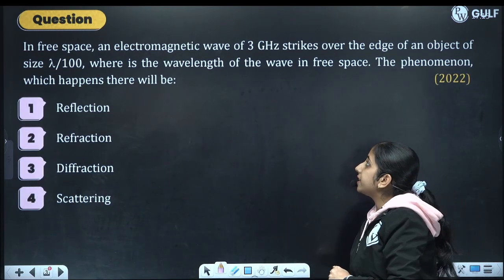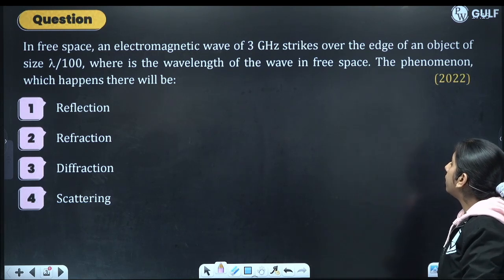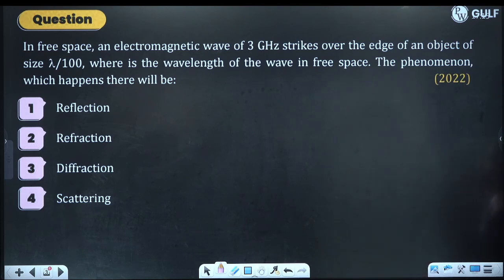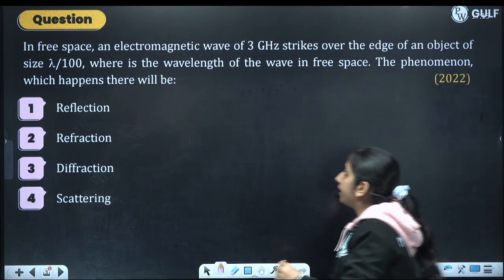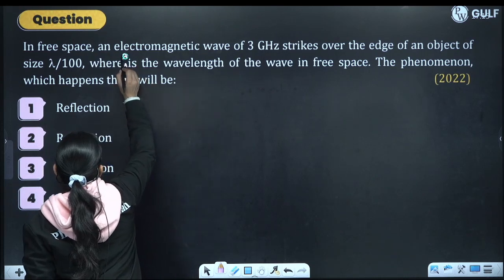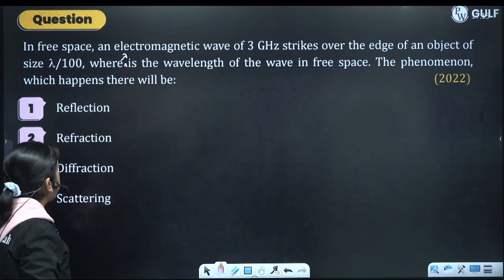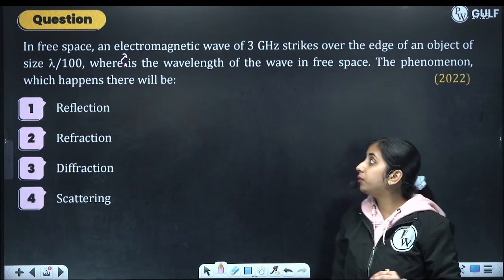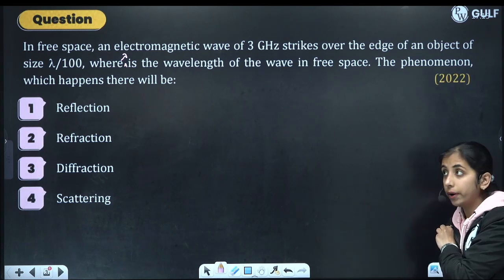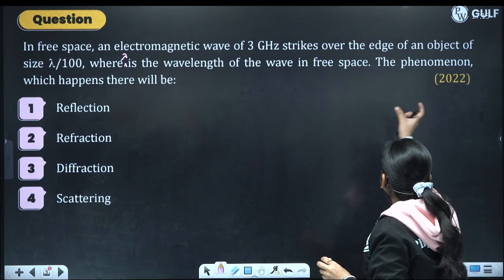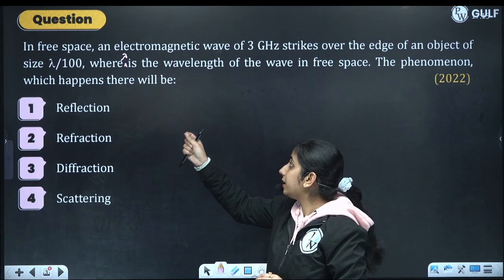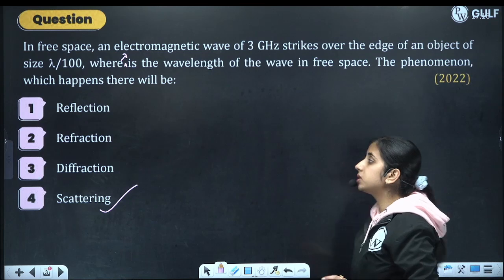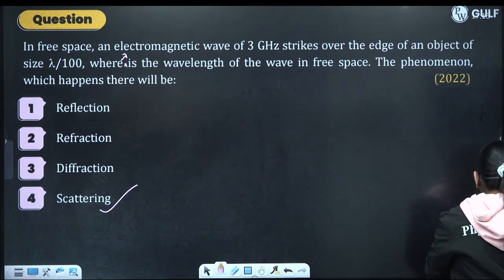In free space, an electromagnetic wave of 3 gigahertz strikes over the edge of an object of size lambda by 100, where lambda is the wavelength of the wave in free space. The phenomenon which happens there will be, now a wave is coming with a frequency of 3 gigahertz, okay, and it is striking over the edge of an object of size lambda by 100. So what will happen? It will scatter. The phenomenon observed will be scattering. Scattering will be the answer.